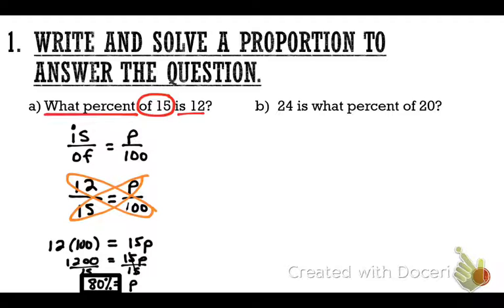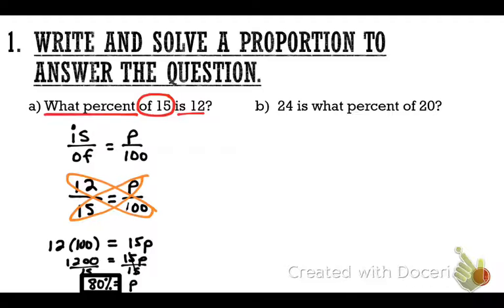Listen, we're going to go ahead and do a few more examples that are very similar to this, and hopefully it will make really good sense at the end of this lesson as to how to do these kind of problems. So problem B says 24 is what percent of 20? Every single time we're going to go ahead and break up that question into three different parts. It's going to be my P, my of, and my is.